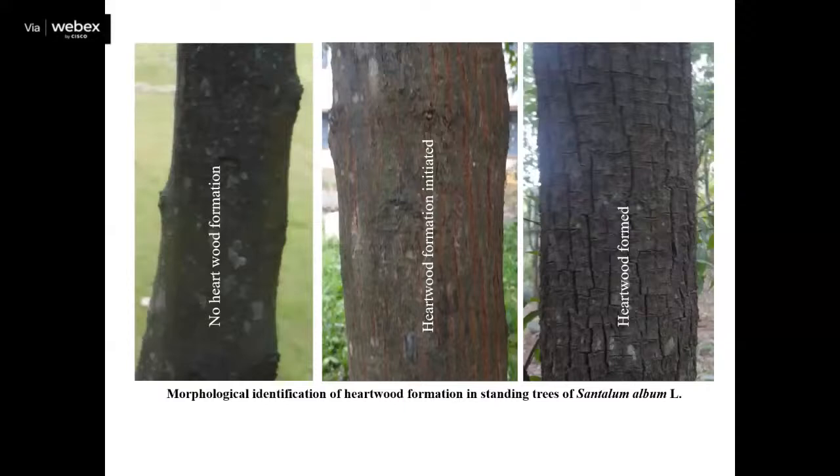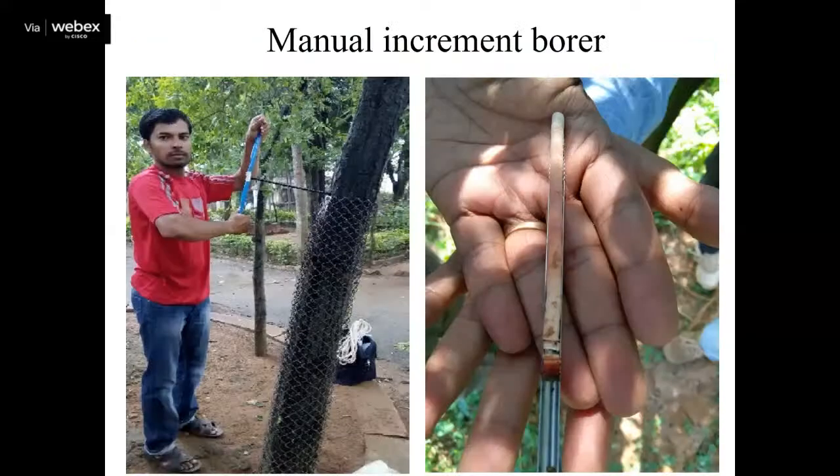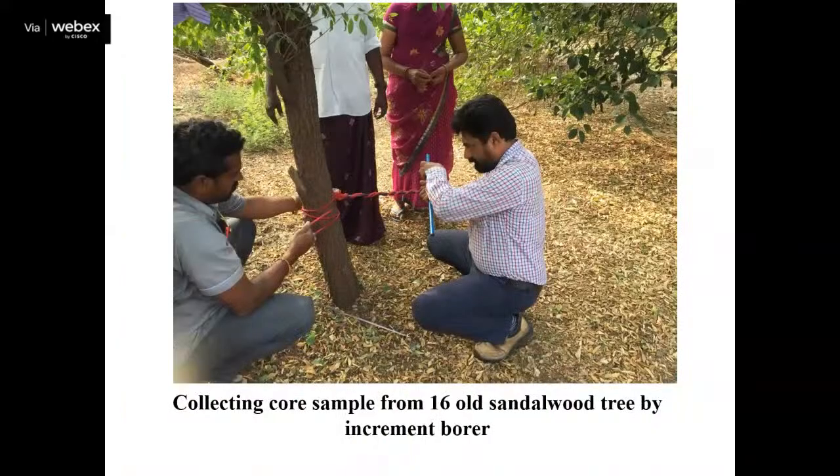Once this is identified morphologically, then we can go for using a manual increment borer. We can use this increment borer to check heartwood formation by taking a core sample. Around a 6 mm core will be drilled and taken out to check it. And this is how the 16-year-old plant has been dried.